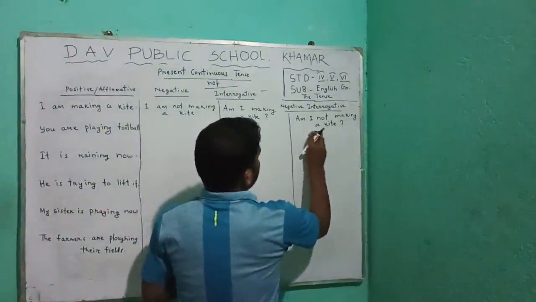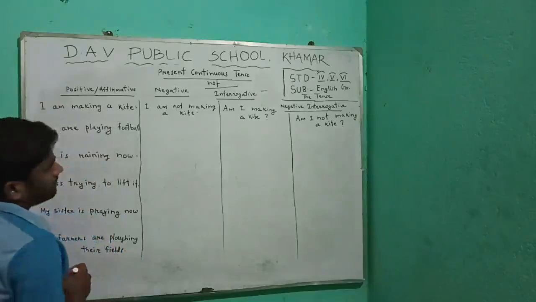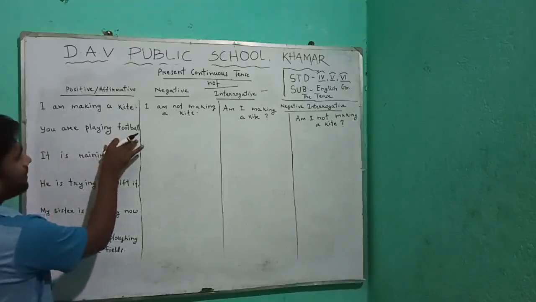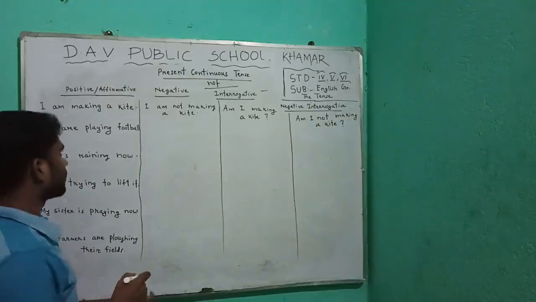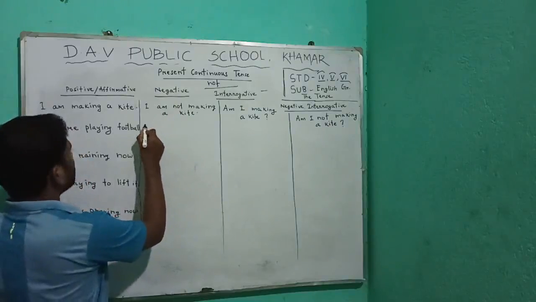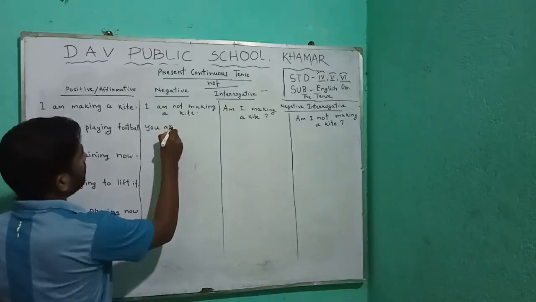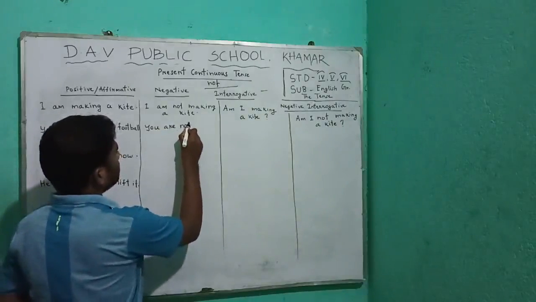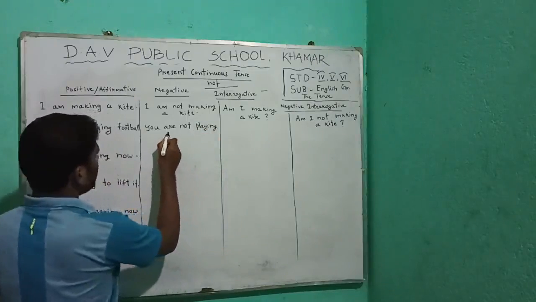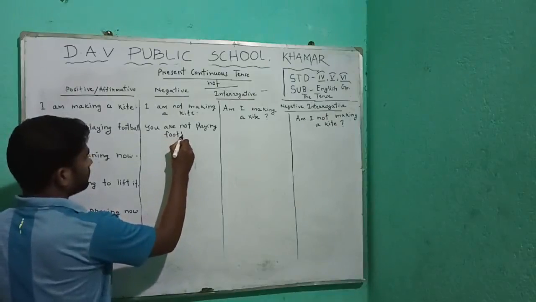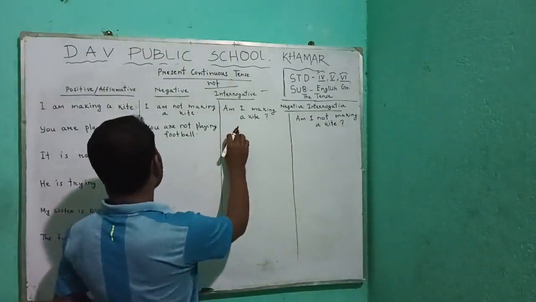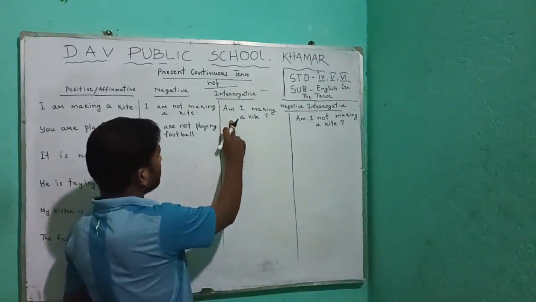Okay, then the second one, you are playing football. So its negative will be like this, like the first one. You are not playing football. Okay, then its interrogative will be also like this.